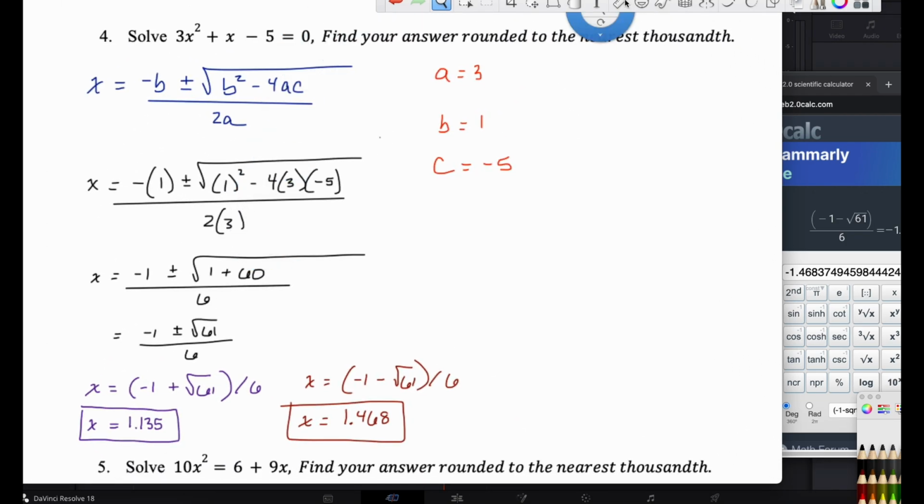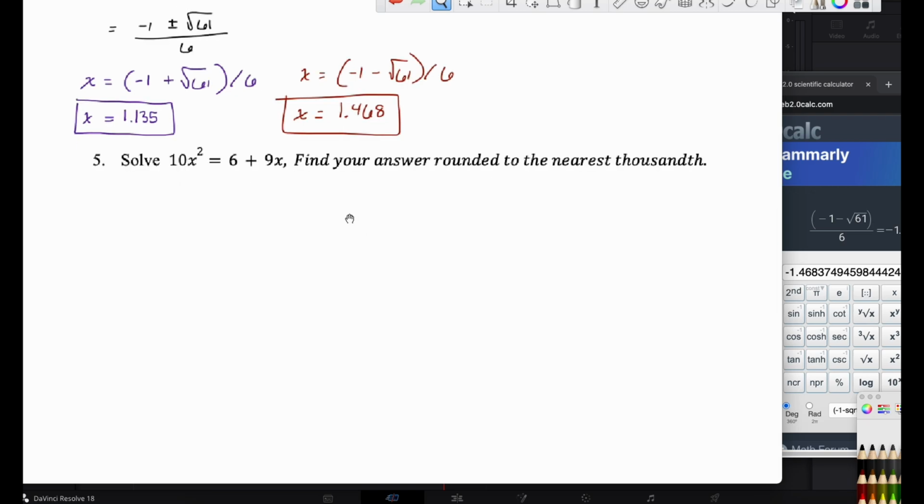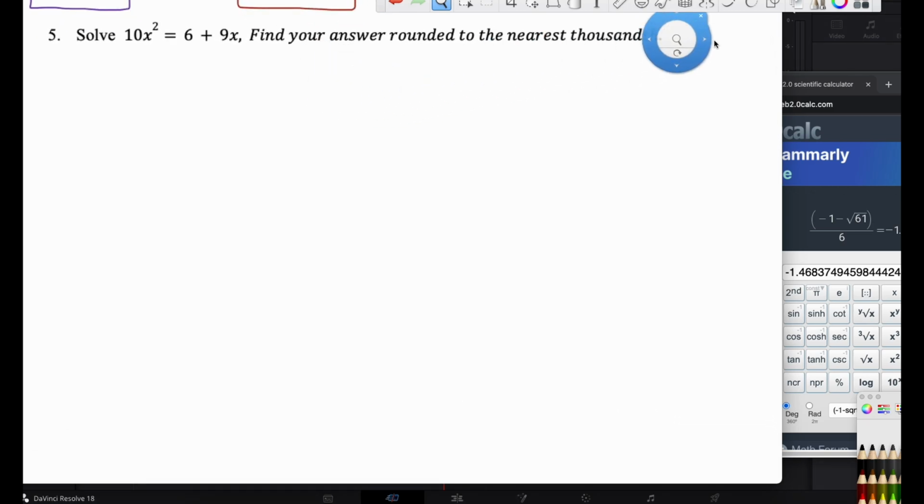Okay, so put it in standard form. It's already there. Write the quadratic formula. I would write this every time until you know it. List your values for A, B, and C. Substitute them carefully. Start to evaluate, simplify, and then when we get to this last step, we can go to the calculator if we're rounding. And I give you instructions to do so here. Let's do this one last one.